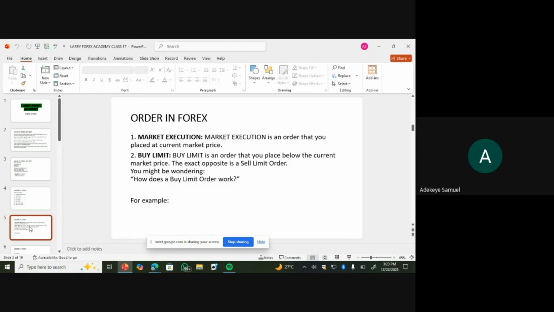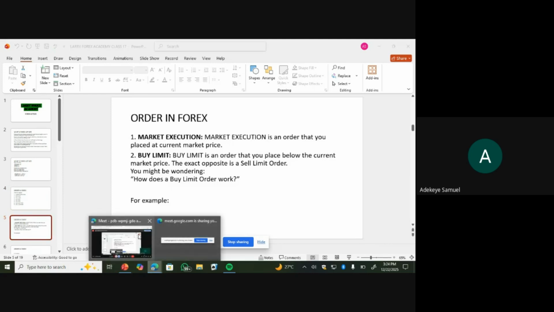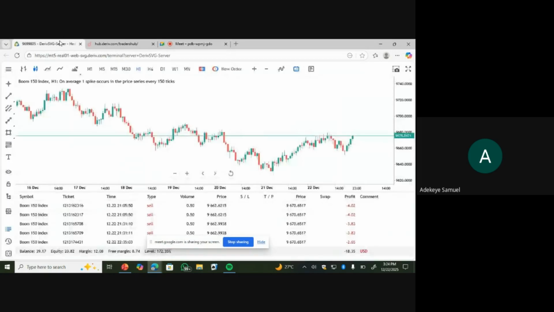So market execution is when you buy a particular pair at the current market price, after you've done your analysis and seen that this particular pair is going to buy now and you don't want to miss out. Place your buy, use probably 1.0 lot size or any lot size of your choice, depending on your capital. Let me show you the practical example of it here.